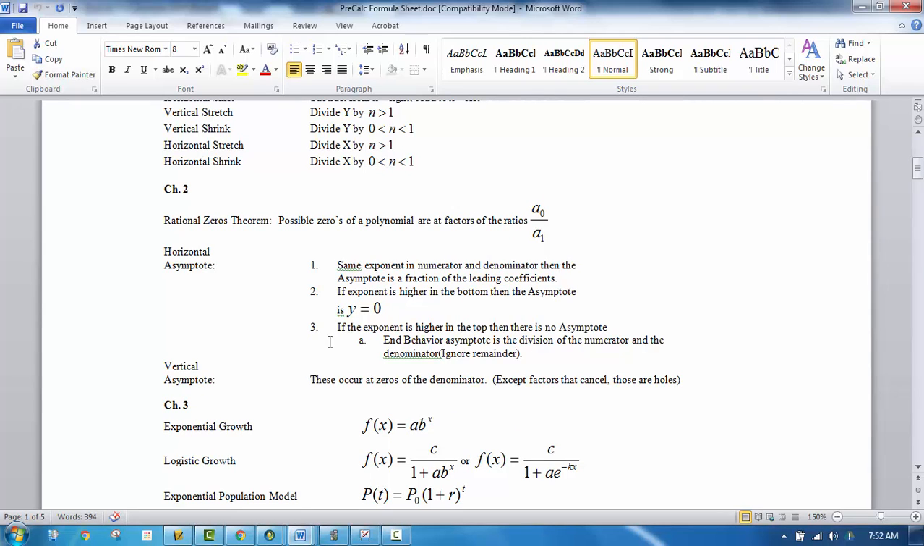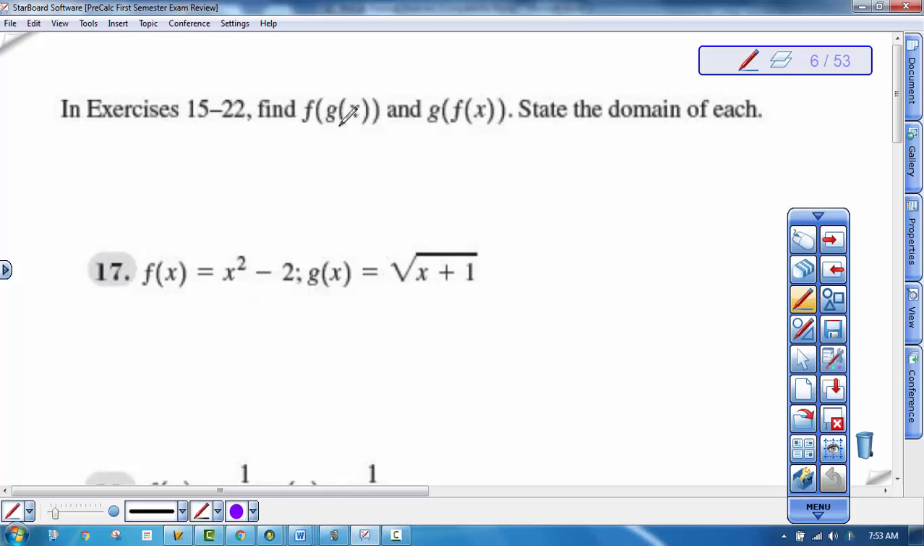We have the number 1 here, and we use the vertical asymptote information. Okay, for the next problem, let's find the composition both ways of these. So let's do f of g of x first.